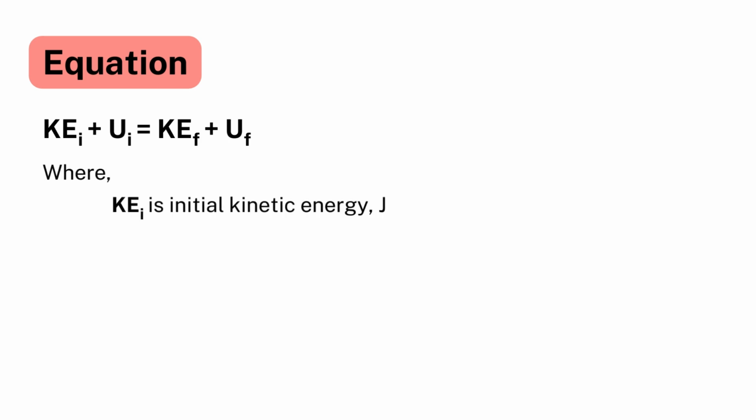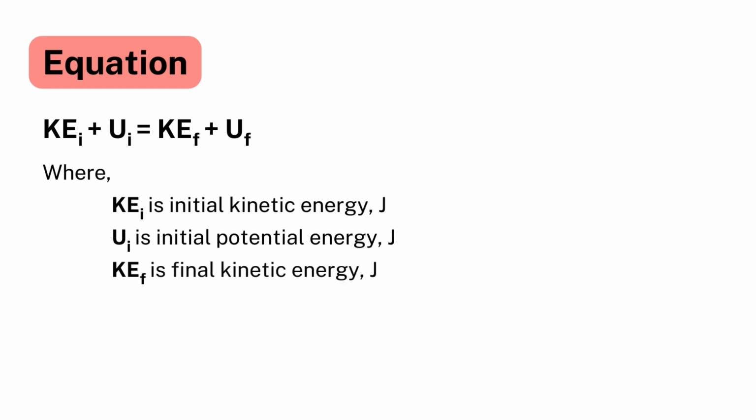The law of conservation of energy equation is expressed as KE initial plus U initial is equal to KE final plus U final, where KE initial is the initial kinetic energy, U initial is the initial potential energy, KE final is the final kinetic energy, and U final is the final potential energy. This equation illustrates the conservation of energy in a closed system, showcasing the equilibrium between initial and final kinetic and potential energy. Let's solve some practice problems to apply and understand the law of conservation of energy equation.